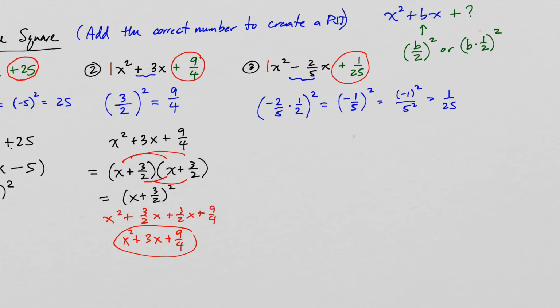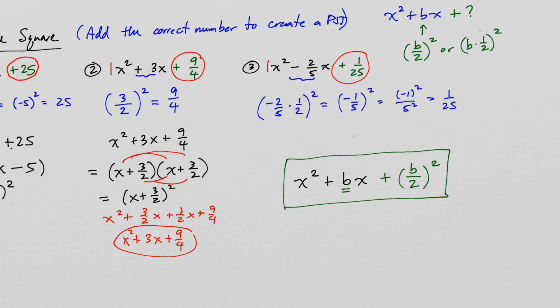All right, so once again, let me just remind you, if you have a polynomial like x squared plus b times x, the number you need to add to complete the square is take the middle number, divide it by 2, and square it. That's the technique. And one other reminder, this only works if you have a 1 in front of the x squared. So let's talk about how we can use this principle now combined with the square root property to solve some equations.